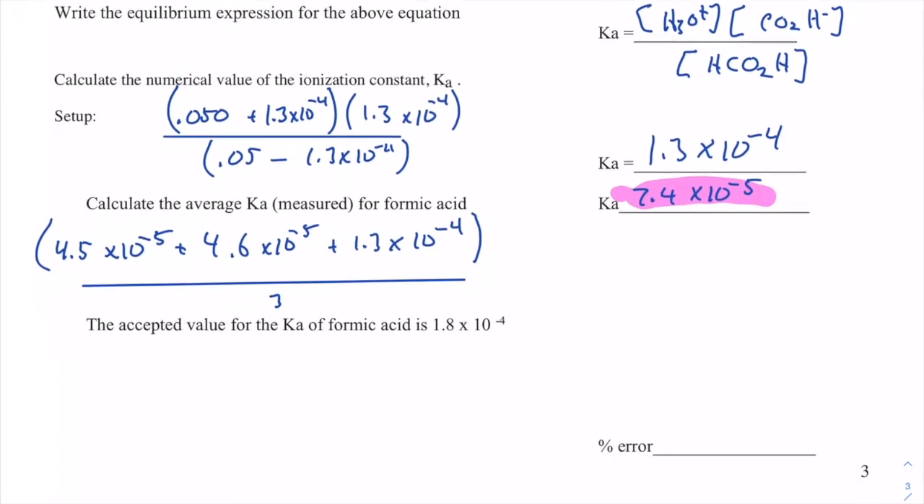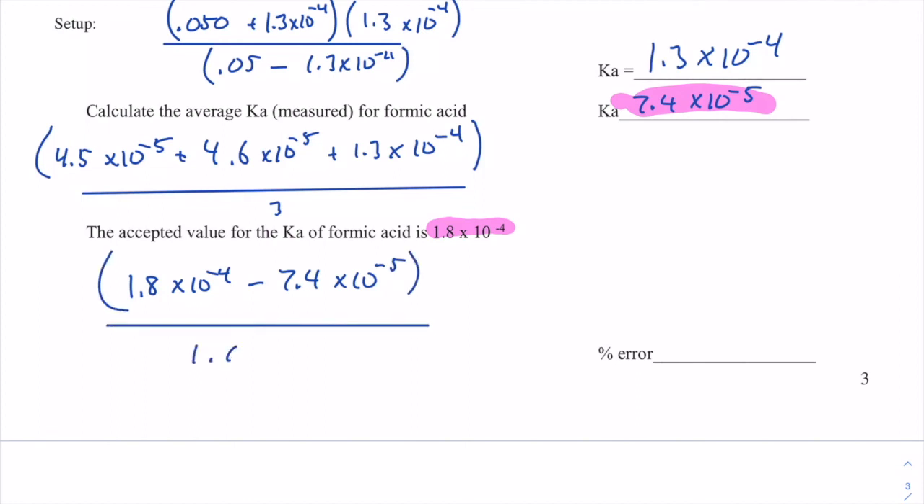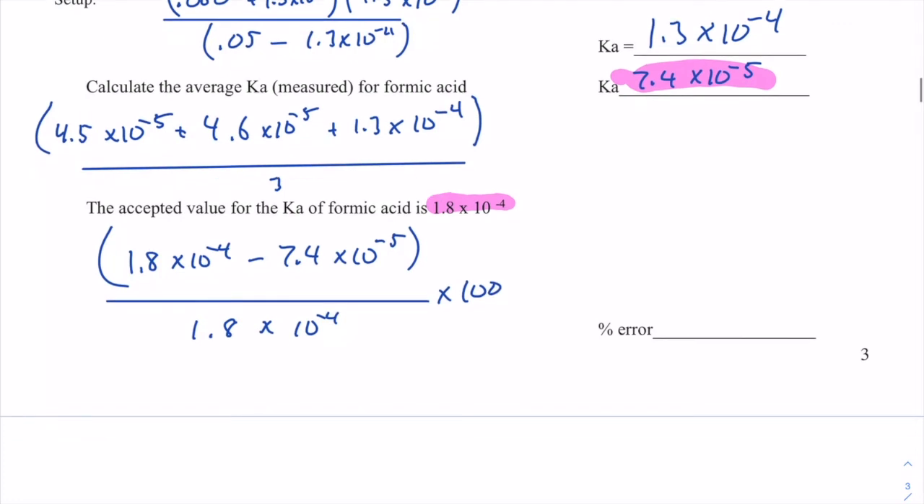Okay, and if you look at the accepted value, it's 1.8 times 10 to the minus 4th, and that's out of our textbook. So let's calculate our error. And then I want to talk about the magnitude of the error. The difference over the accepted value times 100, and we get a percent error of 59%.